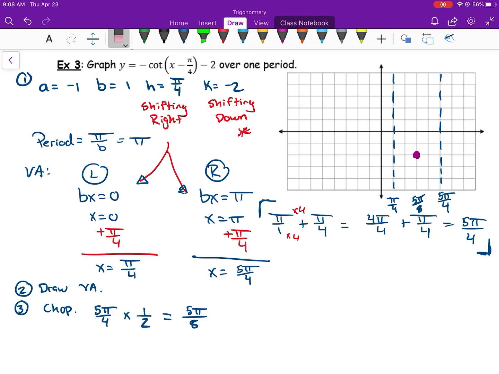That's my first point. I'm going to erase the original because I don't need that anymore. And my slope is -1. Okay, so normally we would go up 1, left 1 to get my first point, but since it's negative, we have to flip it. So it's going to look almost like tangent now. So down 1, right 1, up 1, left 1.